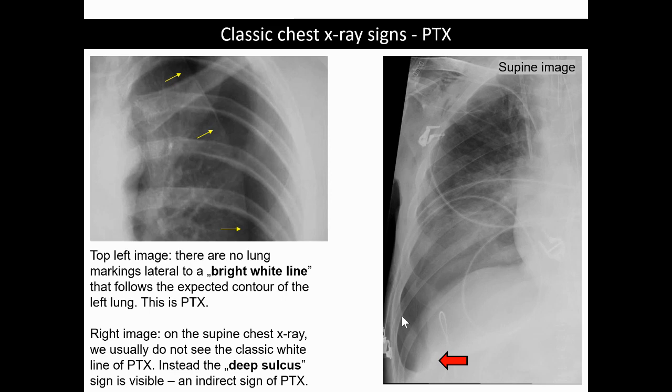The deep sulcus sign, which is for a supine image, because in a supine image air doesn't necessarily rise up to the apices. If the patient is supine, then the highest point of the chest will be the anterior basal segments, and so much of the air will collect down here around the diaphragm, and air in the pleural cavity will cause an apparent deepening of the sulcus on the ipsilateral side of the pneumothorax.